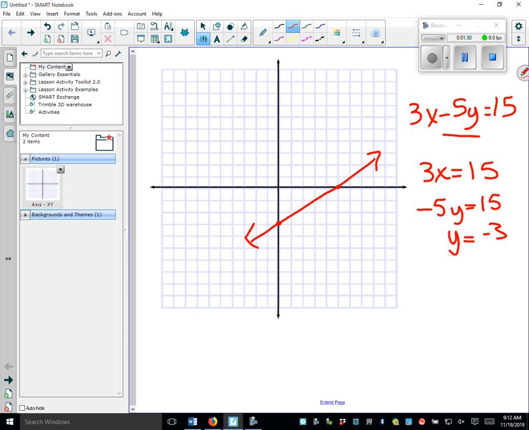Okay. What I'm looking for on this is that you have a point at the x-intercept and at the y-intercept. That's what I'm looking for. Okay? Everybody okay with that? All right.